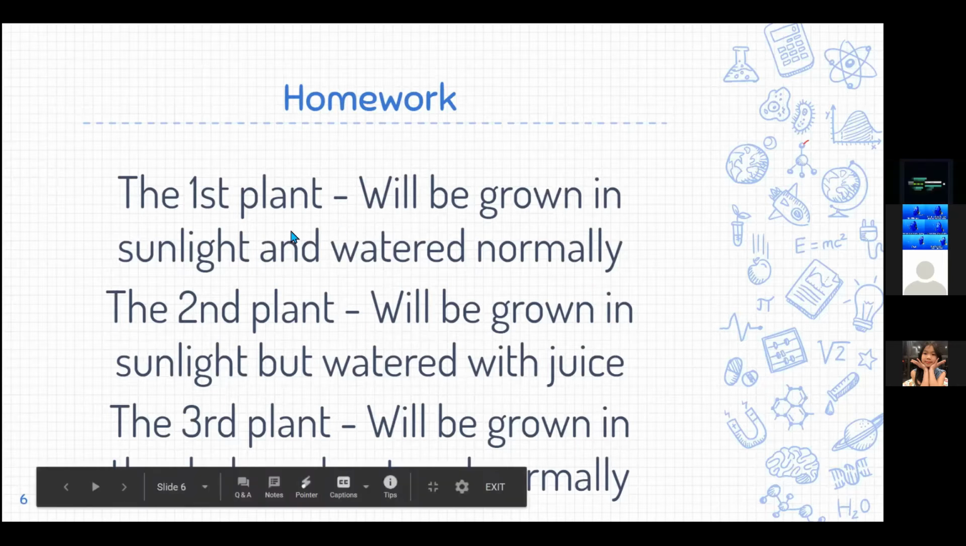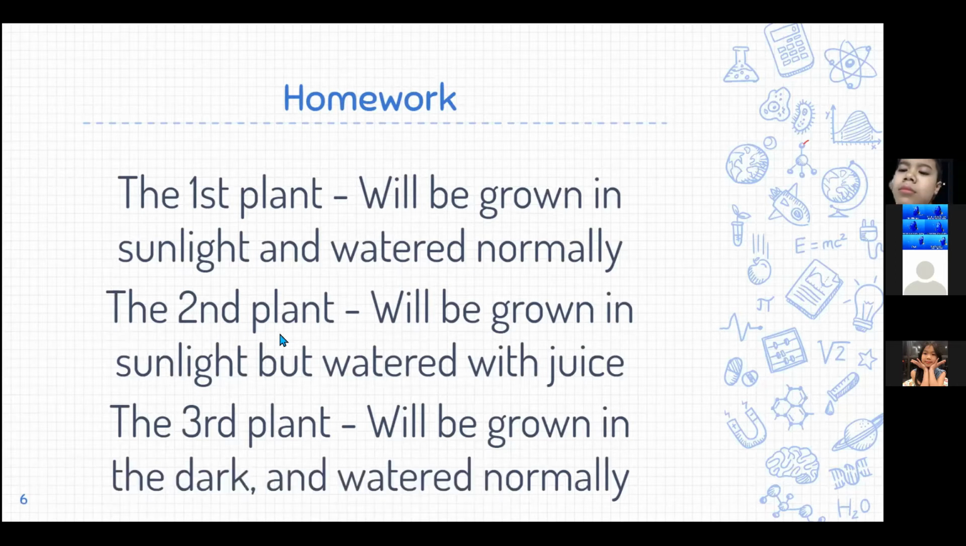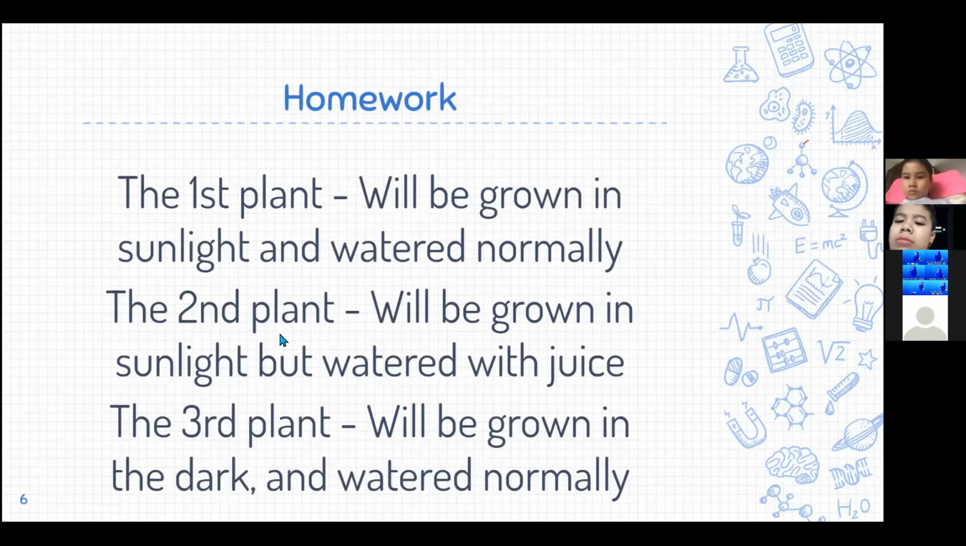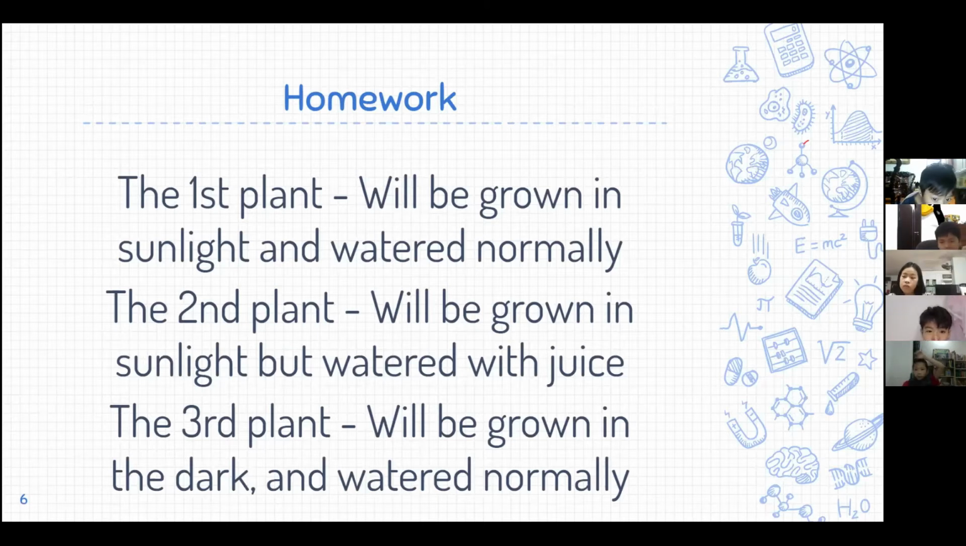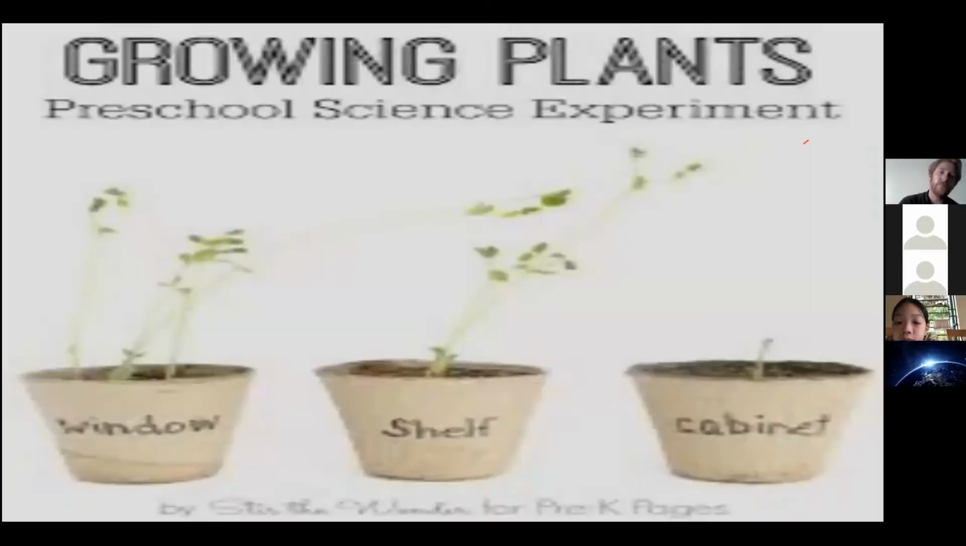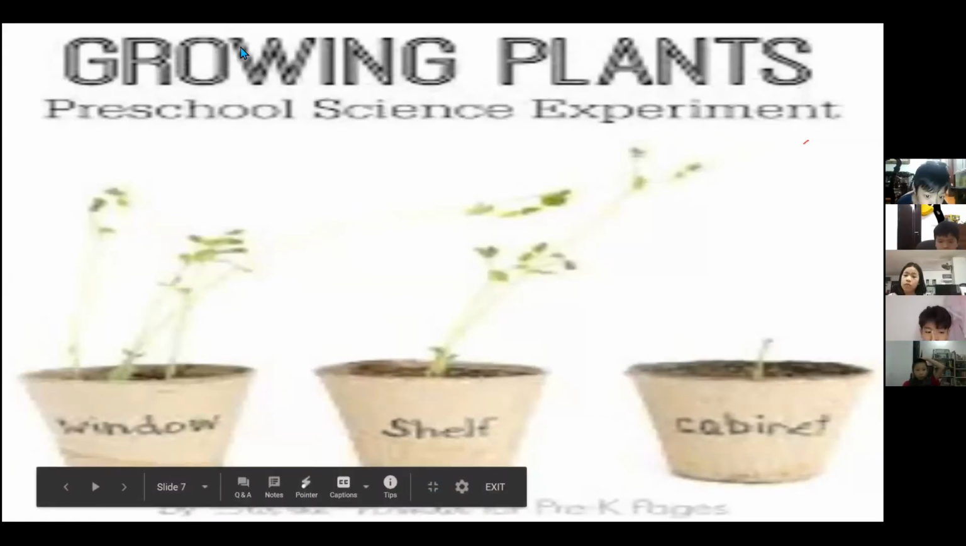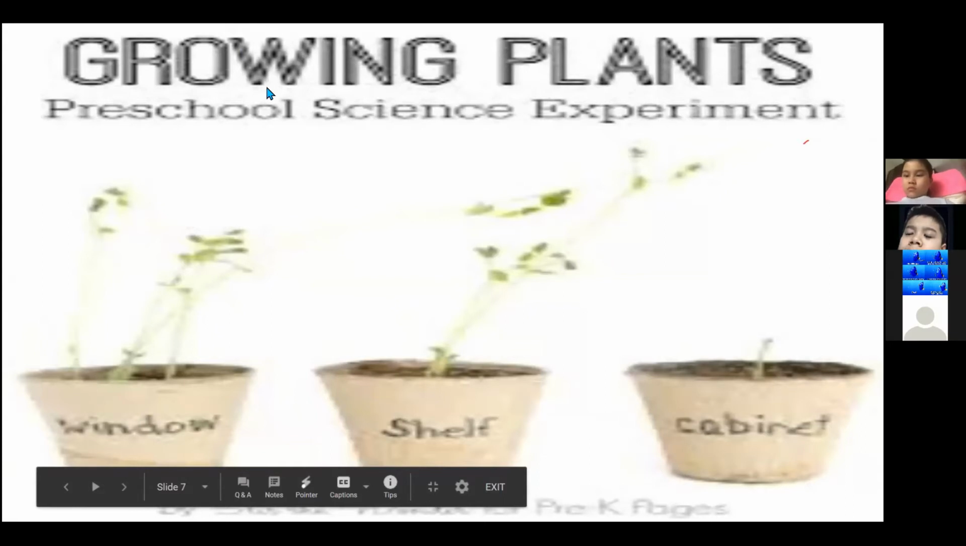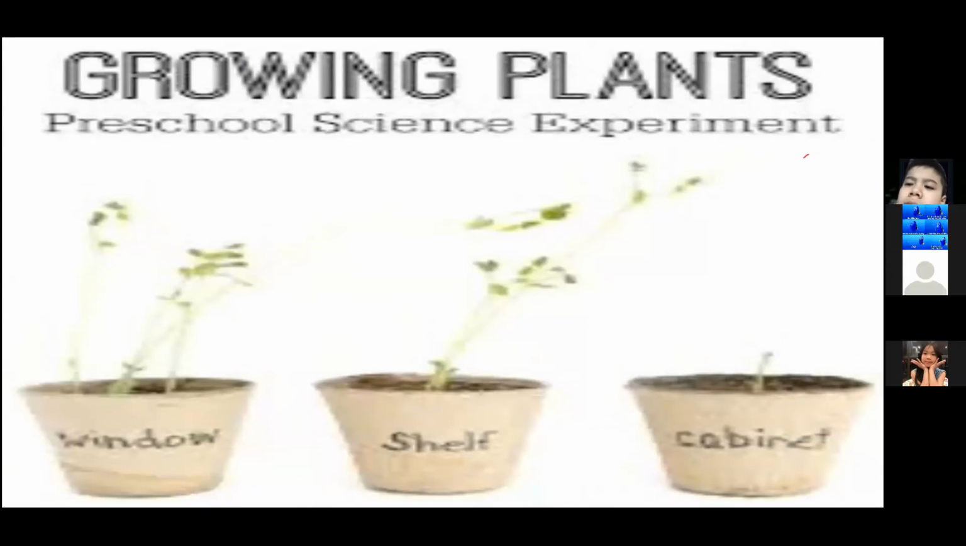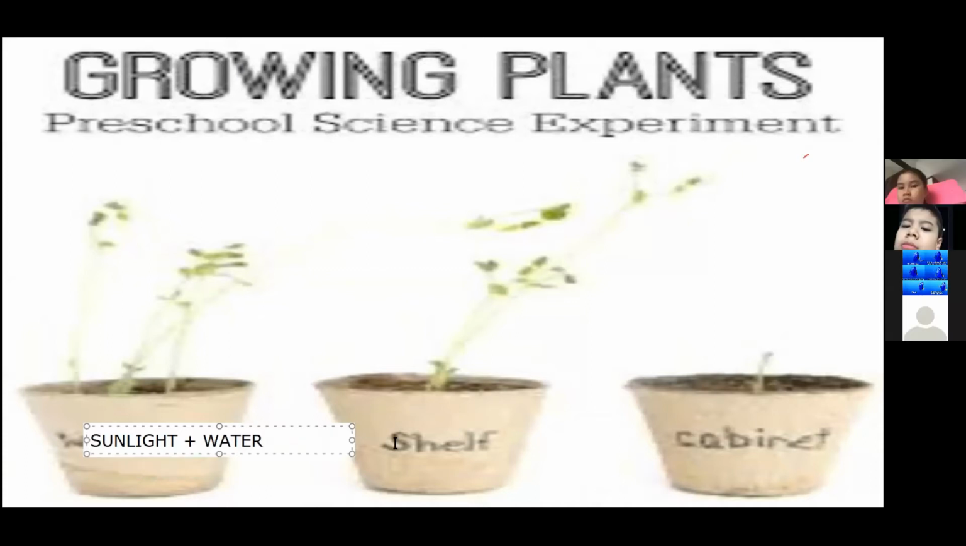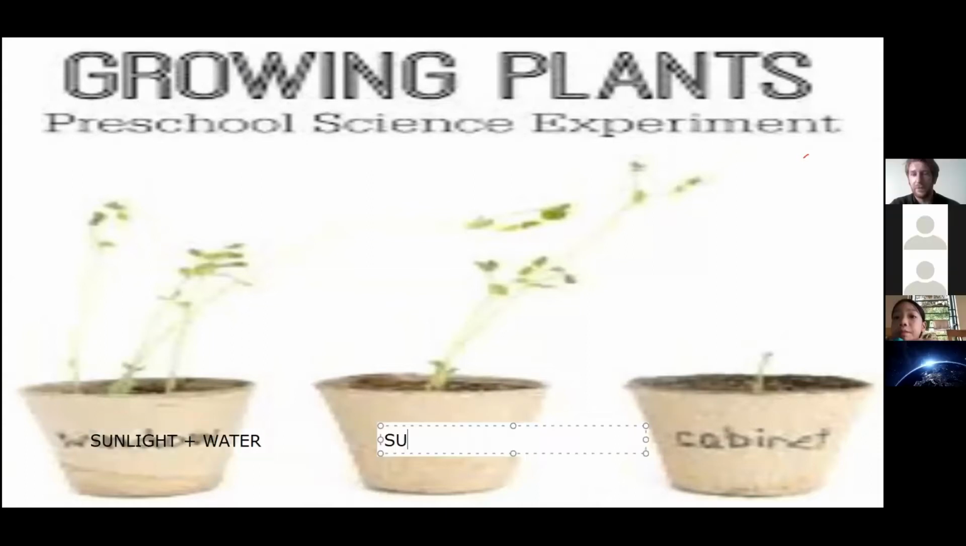The point is that this first plant is going to grow the way a plant is supposed to grow. The second plant, it's not going to grow right because plants don't particularly like to drink orange juice or apple juice. And the third plant, growing in the dark, it's not going to be very happy at all. So what you'll have is 3 plants, with things like sunlight plus water. Sunlight plus juice.